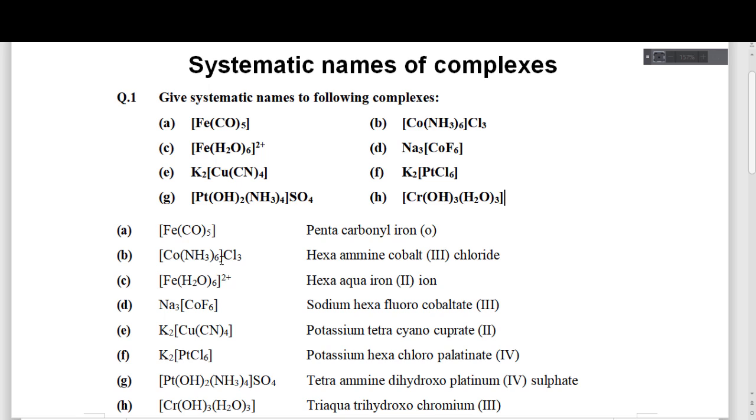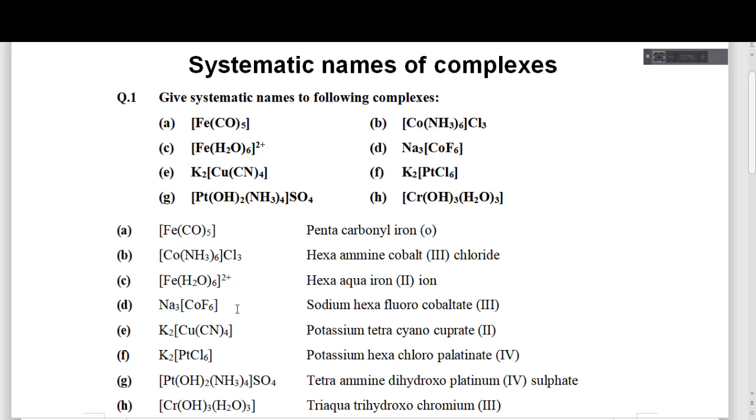The very first compound is having carbonyl group, and there are five carbonyl. So this is pentacarbonyl iron. Here iron has 0 valency, so this is pentacarbonyl iron 0. Next is hexaamine cobalt 3 chloride. After that we have hexaaqua iron 2 ion.